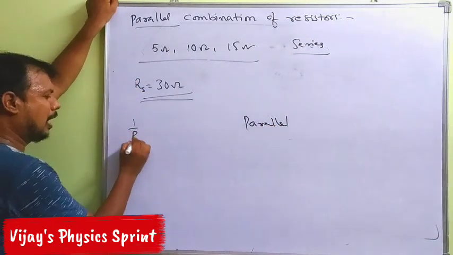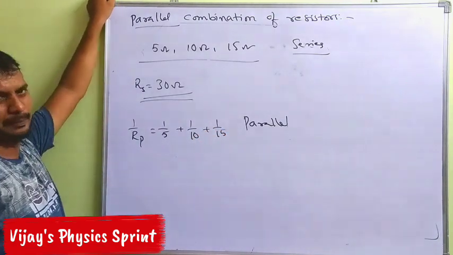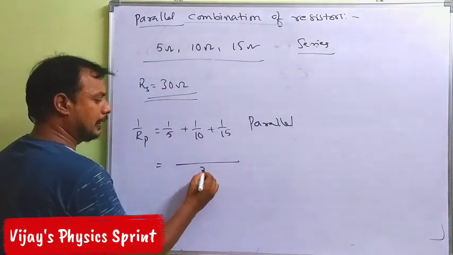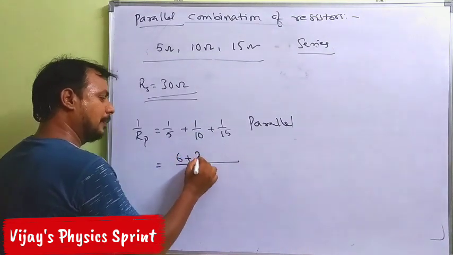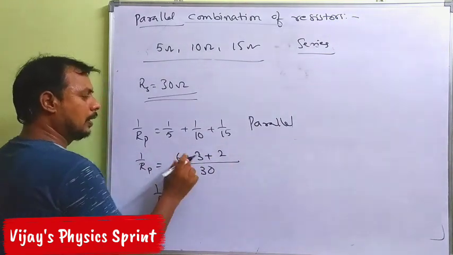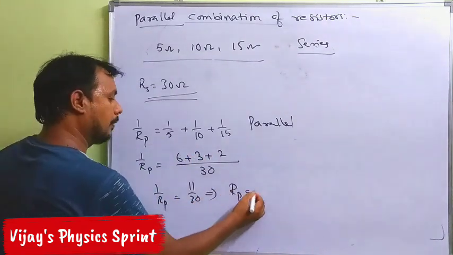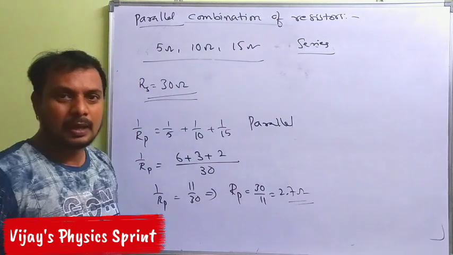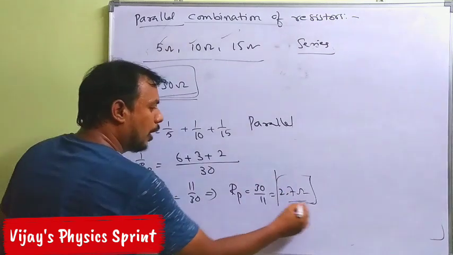1 by Rp equal to 1 by 5 plus 1 by 10 plus 1 by 15. Same resistors in parallel. Then take the LCM, that is 30, right? 5, 10, 15 LCM is 30. So this is 6 times, 3 times, and with 15 it is 2 times. So 1 by Rp equal to 11 by 30. Take the reciprocal, inversion: 30 by 11, which is 2.7 ohms nearly. Same resistors in series 30 ohms. Same resistors in parallel 2.7 ohms.